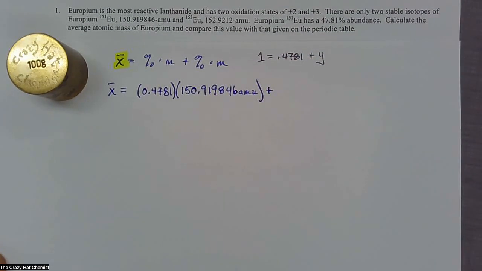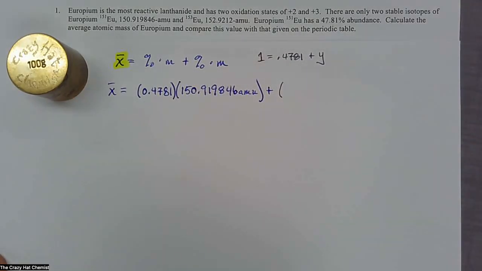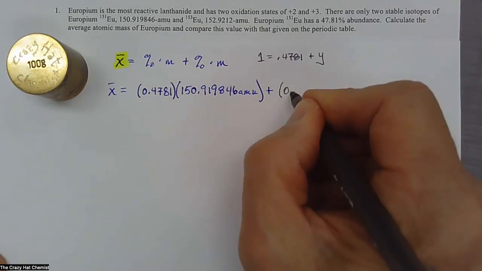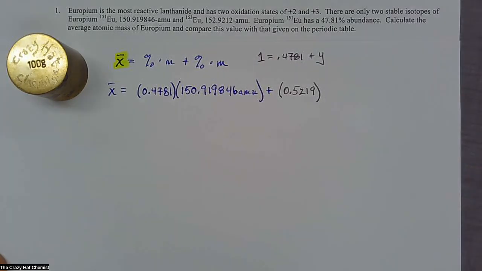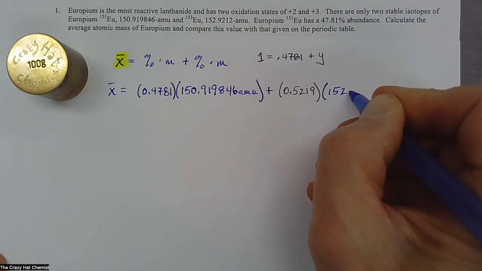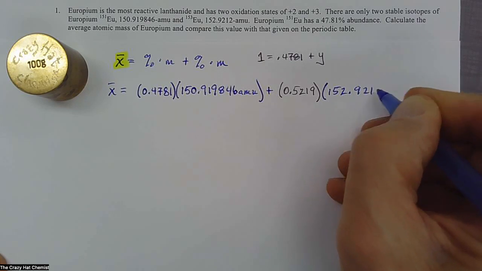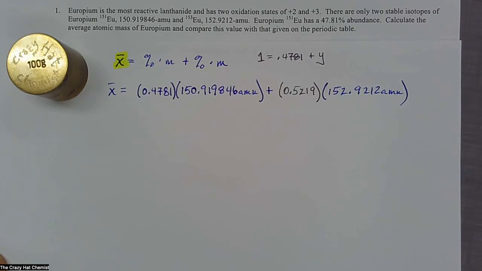I'm going to do a little subtraction there, and I am going to get the percent in decimal form of the second isotope. And so that is 0.5219. Okay. All right, then I am given the mass of that second isotope, and that's 152.9212 atomic mass units. All right, fantastic. So now what we're going to do is we're going to go back to our Algebra 1 skills, and we are going to solve this problem.